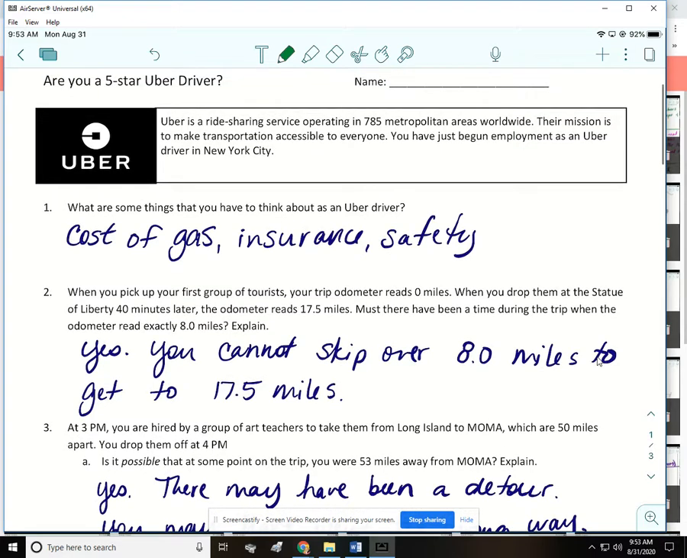All right, if you haven't already completed the Are You a 5-Star Uber Driver side of this note sheet, go ahead and pause the video and do that real quick because it will help understanding the intermediate value theorem a little better. All right, so for number one, there's just some things to think about. Sometimes students say sketchiness and having snacks and different things, but that's some things I thought about.